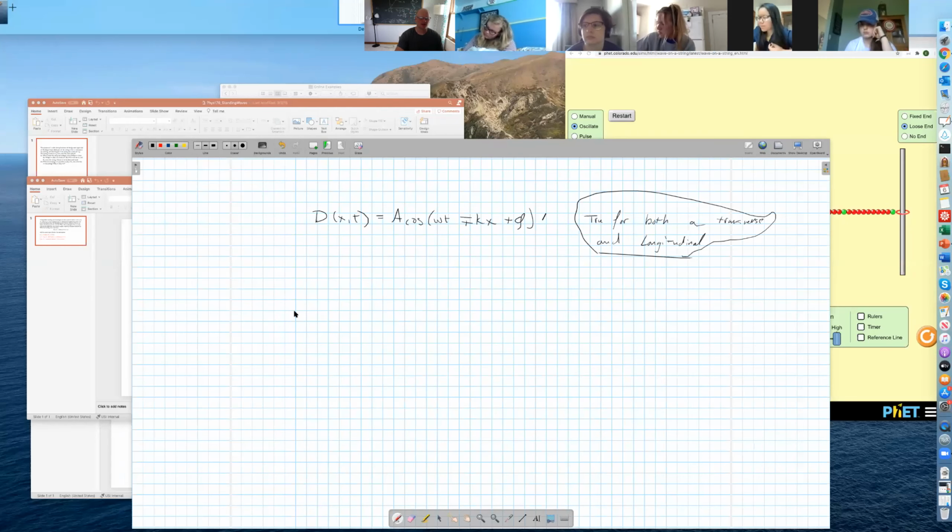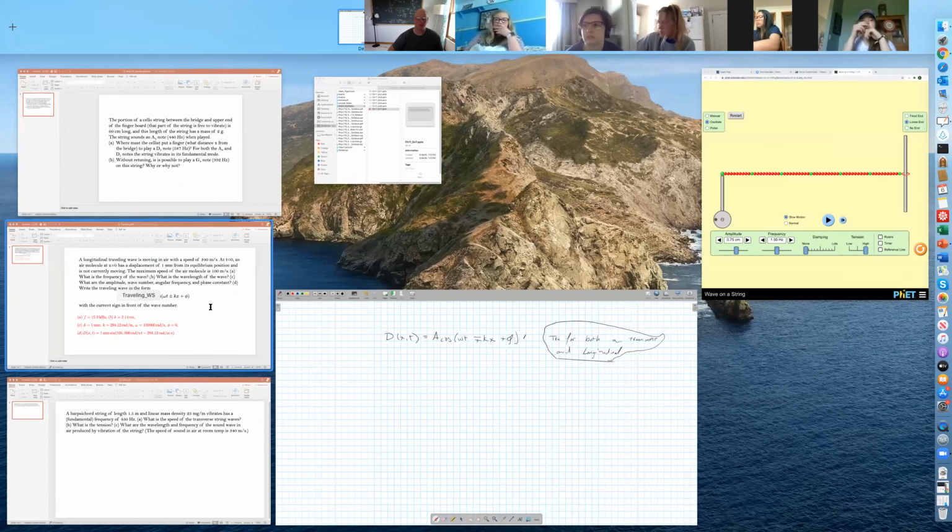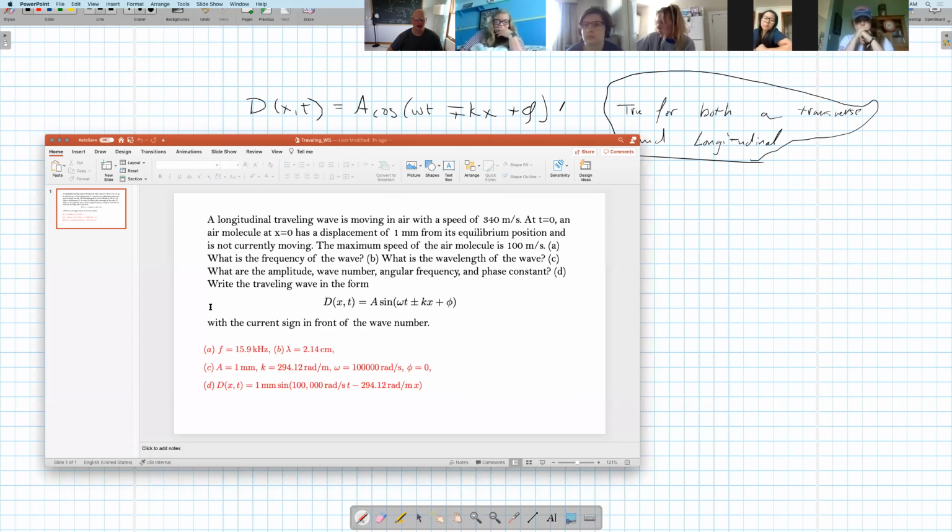So this one says we have a longitudinal wave, but again, it doesn't matter. All that matters is that it's a wave. Here we're told that the speed of the wave is 340 meters per second, and that at time t equals 0, an air molecule at x equals 0 has a displacement of 1 meter from its equilibrium position and is currently not moving, meaning it's at maximum displacement. The maximum speed of the air molecule is 100 meters per second.